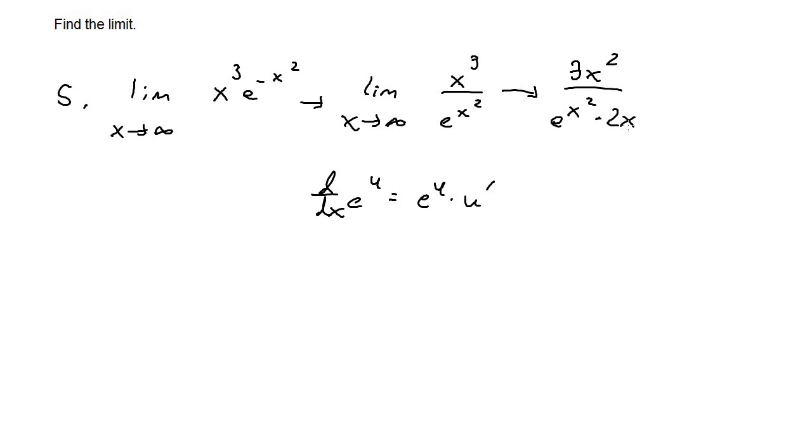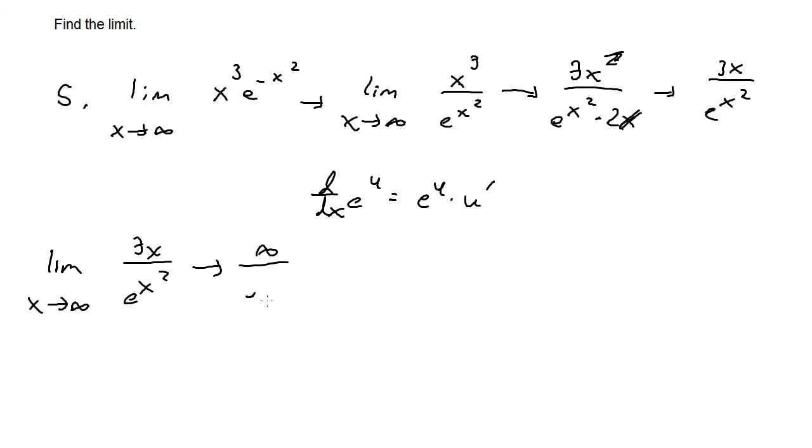So realize I can simplify this a little bit. One of the x's will cancel. So then we're left with 3x over e to the x squared. So now rewriting the limit, we have the limit as x approaches infinity of 3x over e to the x squared. When I use direct substitution, we get 3 times infinity, which is infinity, over e to the infinity, which is basically still going to be infinity over infinity.